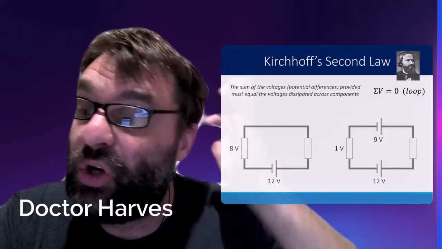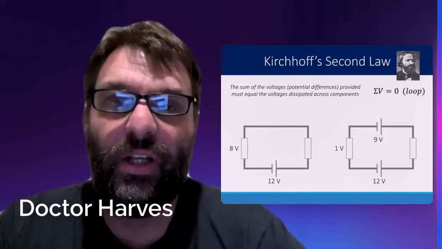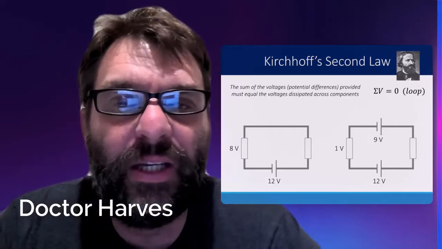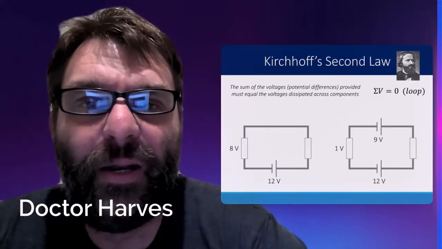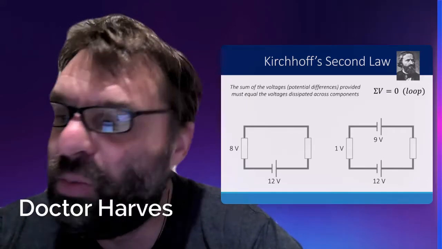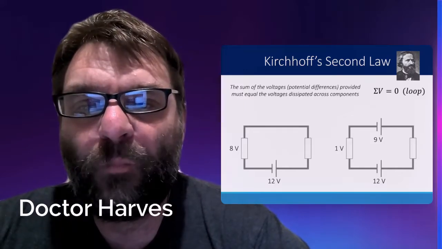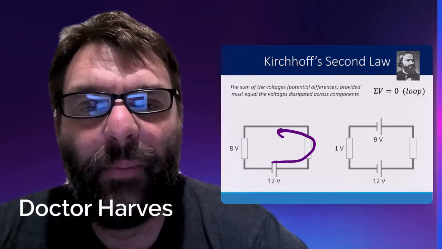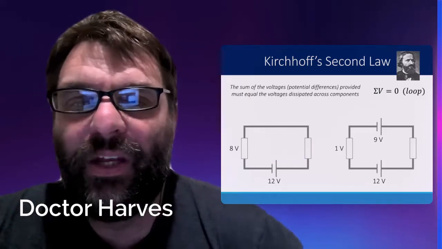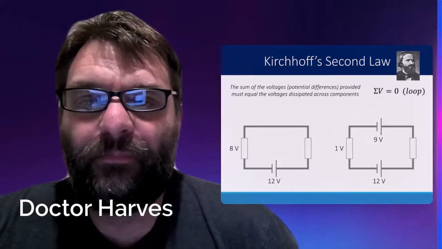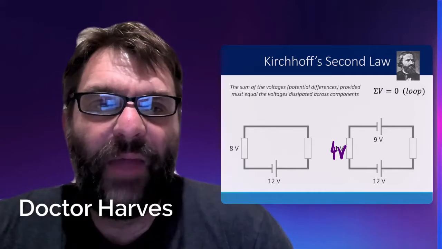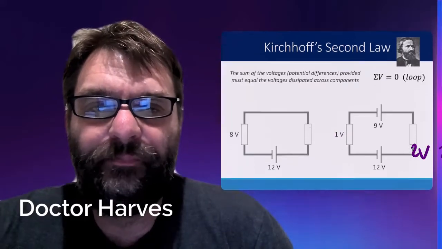So we also have Kirchhoff's second law, which is based primarily around voltage. Okay, so the sum of the voltages, the potential differences provided, must equal the voltages across the components. So the sum of the voltages in a loop, when you're working anti-clockwise, so from negative to positive, conventional current, will be equal to 0. Therefore, the voltage on the left will be 4 volts, and the voltage on the right will be 2 volts.